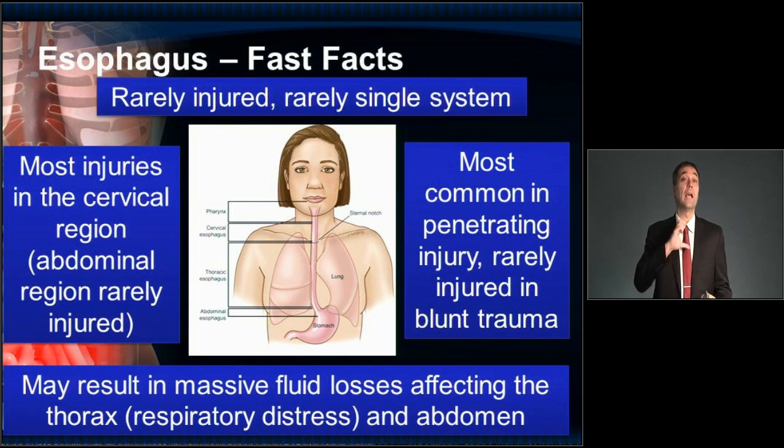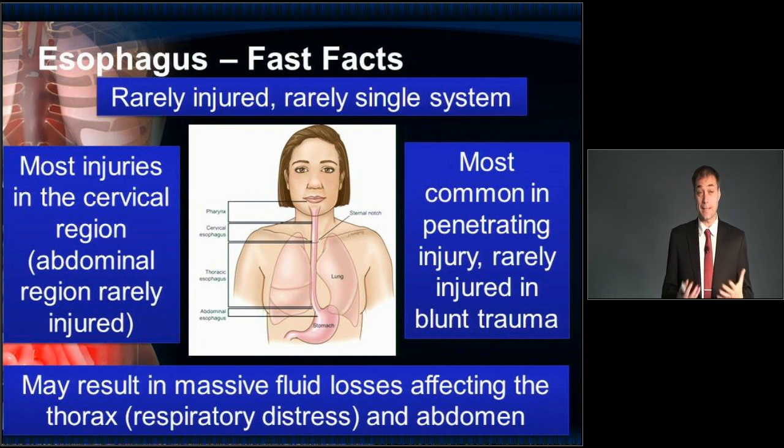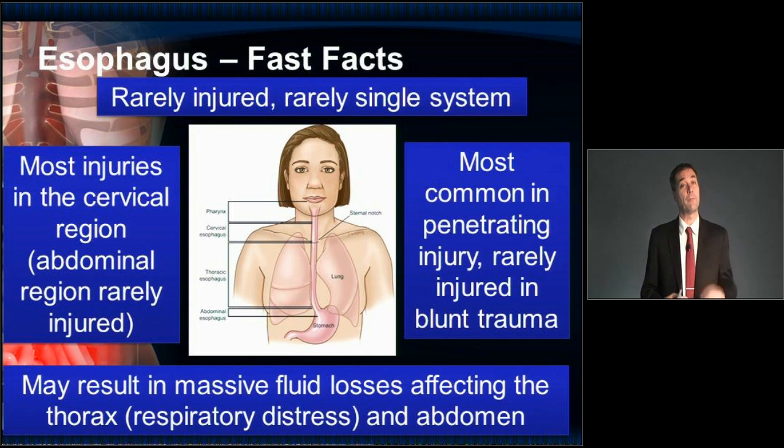Most injuries occur in the upper section of the esophagus, the cervical region. The lower areas of the esophagus are much more protected and less likely to be injured. So most people who injure the esophagus will injure in that upper area. It's most common in penetrating trauma, so gunshots to the chest. Because of the depth of the esophagus, it's rarely injured in blunt trauma. And typically when the esophagus is injured, there's going to be fluid losses from the GI tract into the thorax, causing respiratory distress and a lot of respiratory symptoms.